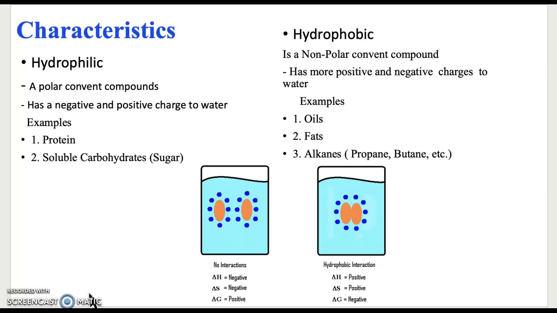An example: oils, fats, which is lipids, alkanes, which is gases like propane and butane, and ethanol and methanol, I believe. Those are resistant to water because that's gas, and when you spill gas, you really can't get it up with water. You have to get it up with like some kind of special chemical, and that's the same for oils. And my illustration shows that you have a negative and positive charge for hydrophilic, and a positive negative for hydrophobic.